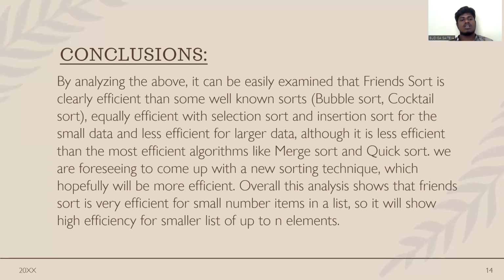Overall, this analysis shows that friend sort is very efficient for a small number of items in a list, so it will show high efficiency for small lists of up to n elements. Finally, we conclude that these sorting techniques are very efficient when the list has a small number of items. As the list gets larger, it faces some difficulties while sorting the elements.